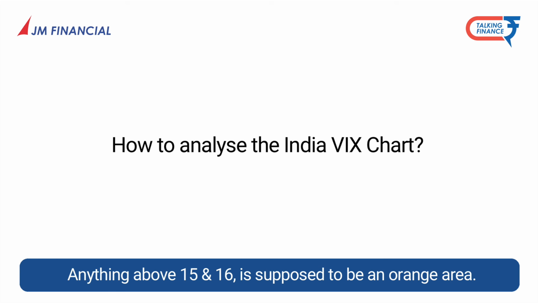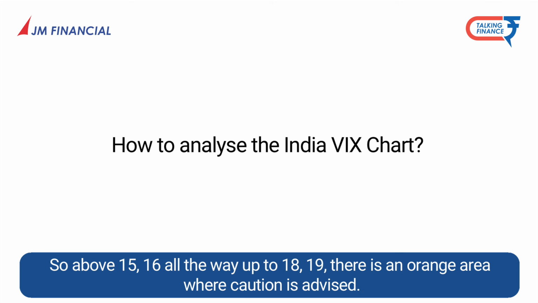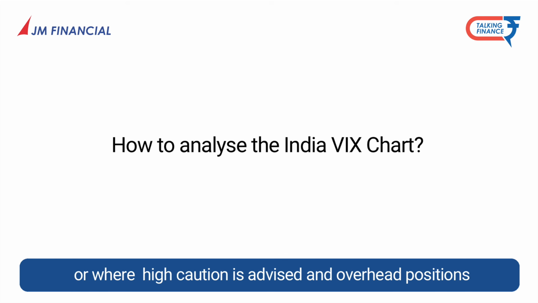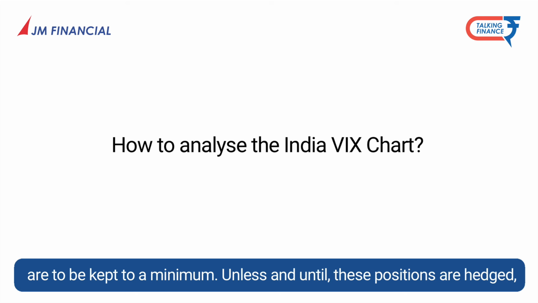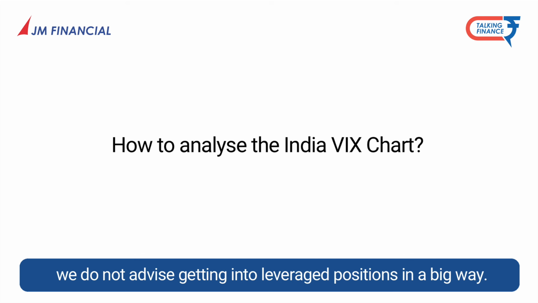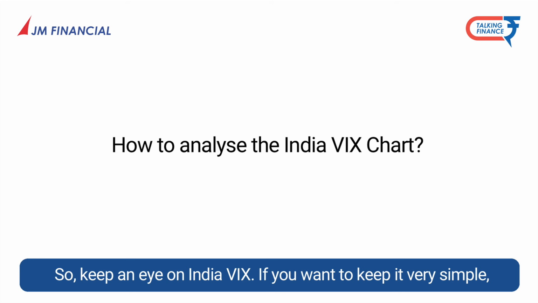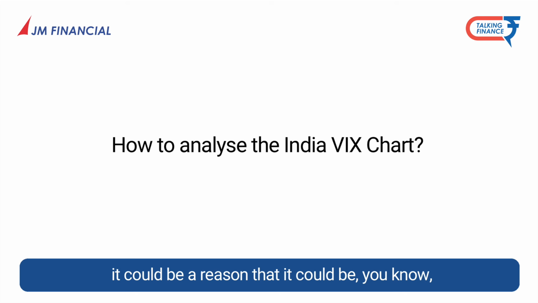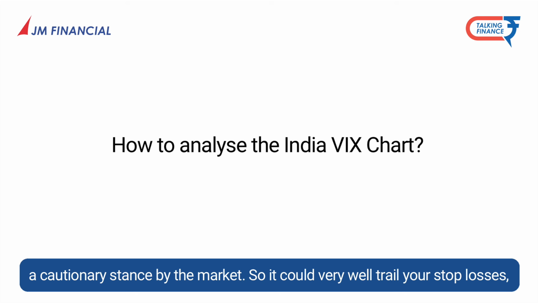Anything above 15-16 is supposed to be an orange area. Above 15-16 all the way up to 18-19 is an orange area where caution is advised, and anything above 19-20 is a red area where high caution is advised, and overnight positions are to be kept to a minimum. Unless these positions are hedged, we do not advise getting into leveraged positions in a big way. So keep an eye on India VIX. If you want to keep it very simple, every time India VIX goes up, say while Nifty is going up, it could be a cautionary stance by the market.